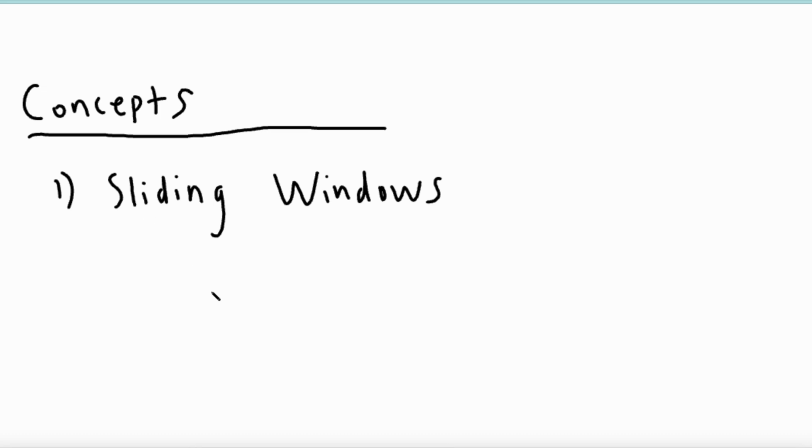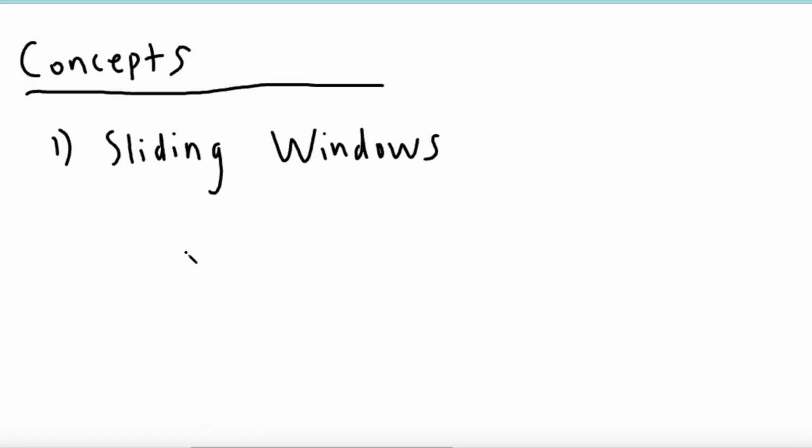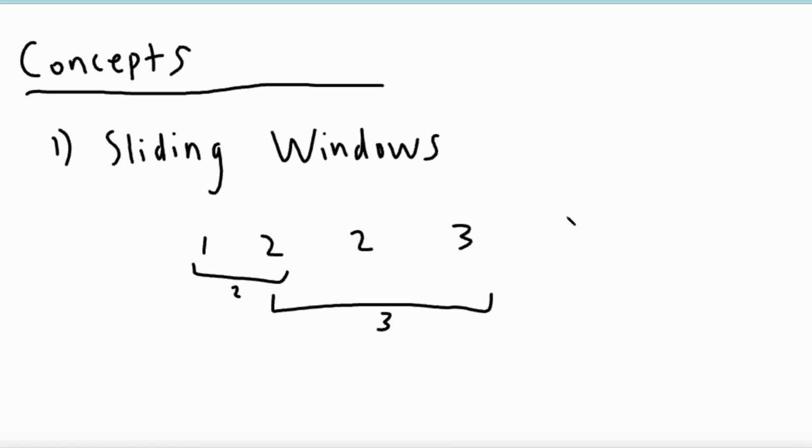It typically works for an array of numbers, but you can also do it for a string, like 1, 2, 2, 3, for example. You have a window of size 2, and you can slide that across the entire array. Now, the size of the window can be dynamic. We can have a length of 2, but after we slide it over by 1 unit, perhaps we increase that to size 3. That's the idea.